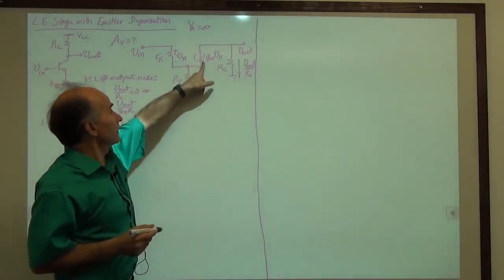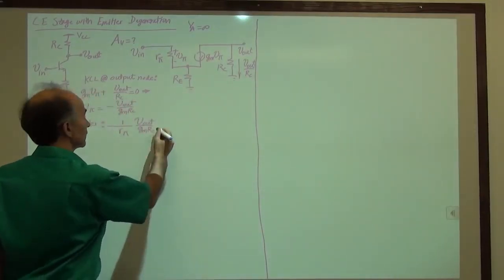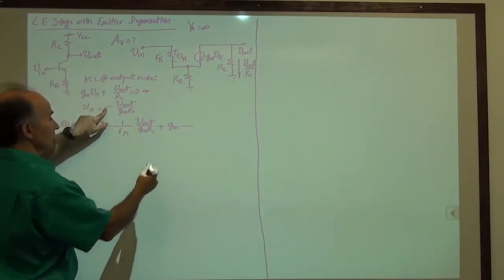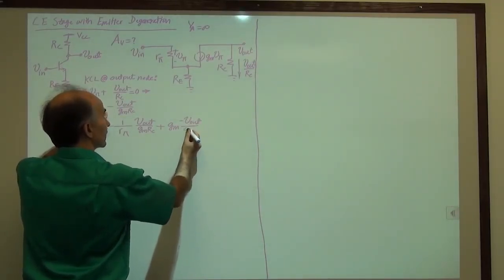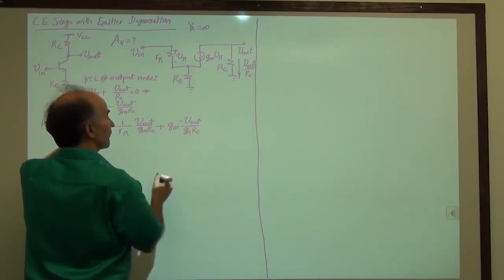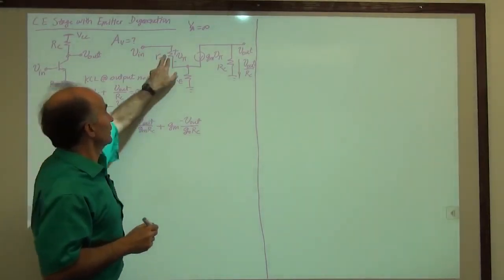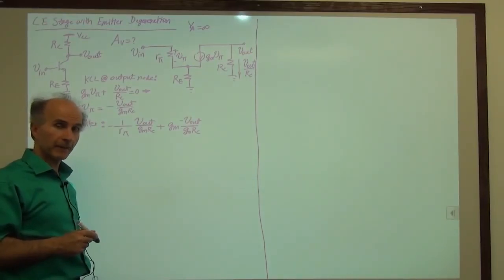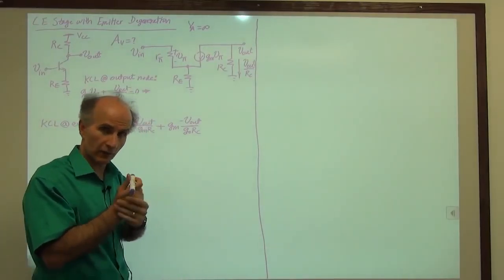How much is the current coming down the dependent source? GM times V pi, and we know V pi. So plus GM V pi, which is minus V out over GM RC, and these two currents come down and flow through RE, right? So if these two currents add up and flow through RE, they generate a voltage across RE.